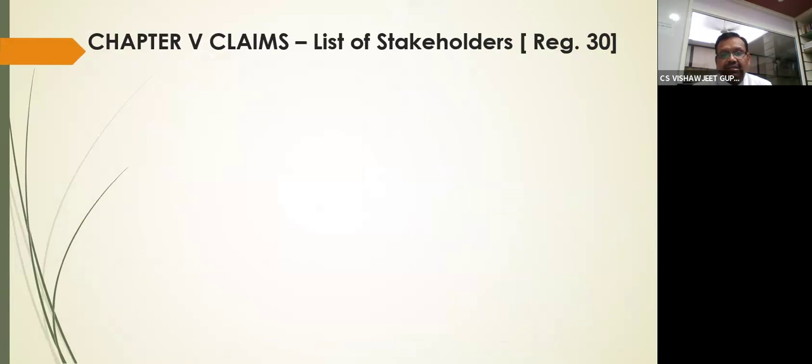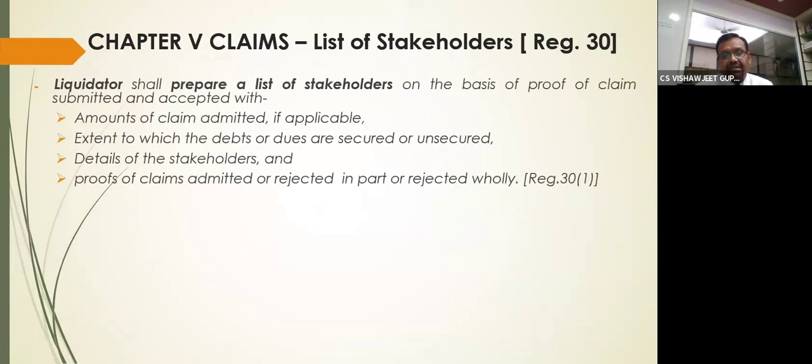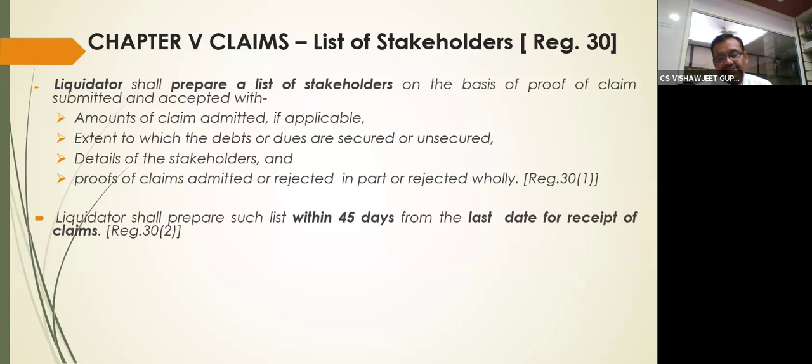Now, Regulation 30 says list of stakeholders. Liquidator shall prepare a list of stakeholders on the basis of proof of claim submitted and accepted. So whatever claims have been admitted by the liquidator, he will prepare a list of the stakeholders. So what will he write? The amounts of claims admitted, if any, and the extent to which the debts and dues are secured or unsecured. He will write these details of the stakeholders and proof of claims admitted, or rejected in part or rejected wholly. Liquidator shall prepare such list within 45 days from the last date of receipt of the claims. So we'll have to prepare the list within 45 days.